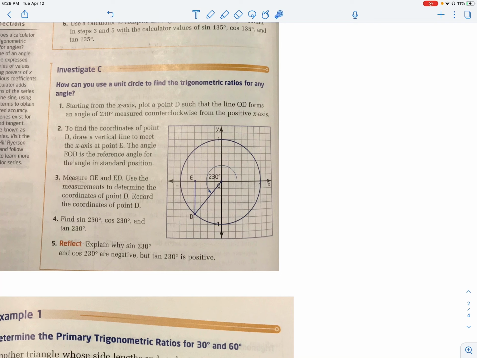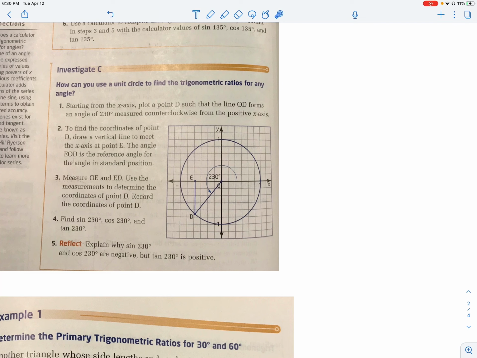It says, how can you use a unit circle to find the trig ratio for any angle? Starting from the x-axis, plot a point D such that the line OD forms an angle of 230. Remember, our initial arm starts here, and we always rotate counterclockwise for positive angles. So 230 degrees means we have to go past 90, past 180, all the way to 230 down here. So there is our terminal arm.